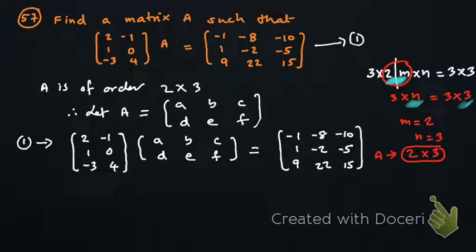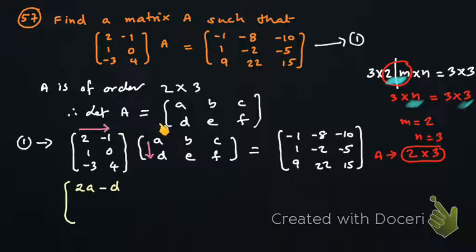And how do we multiply matrices? The row goes with the column. So I take the first row and multiply with the first column, then the first row with the second column, then the first row with the third column. And then you will repeat with the second row and then with the third row. So let's do that multiplication.